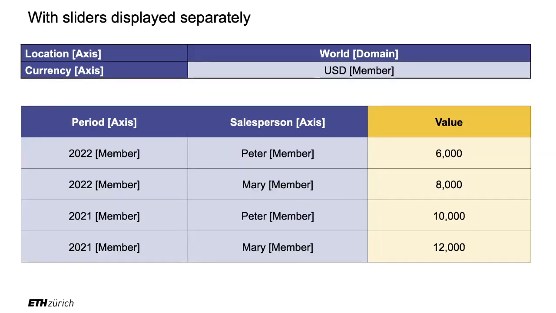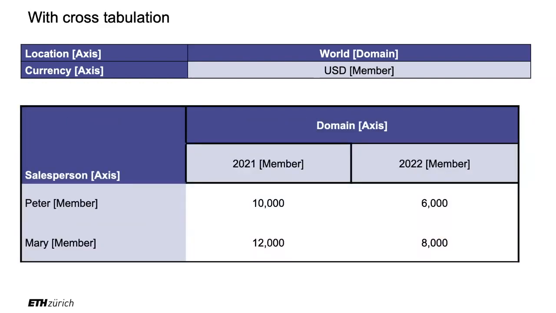I put it on a dark purple, because the world is the whole domain, right? Domain is like a member, but it's the top level member. It's basically the aggregation of everything, right? So now I have aggregated on the whole world in US dollars, and I have my period and salesperson, but again, I can display it nicely like that, right? That's yet another cross-tabulated view.